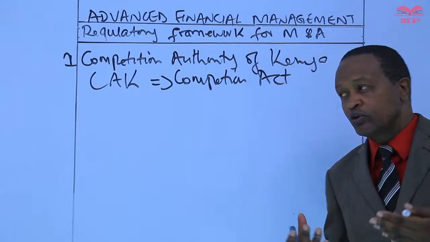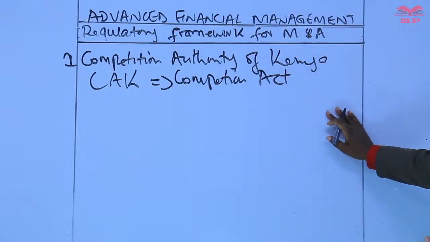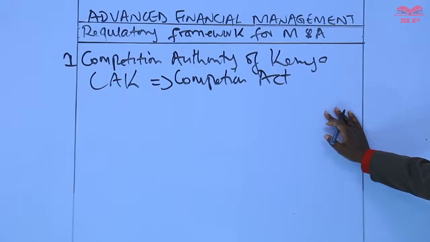And the role of the Competition Authority of Kenya is to prevent anti-competitive practices that may arise from mergers and acquisitions. Do you understand? That is the primary role of the CAK, is to prevent anti-competitive practices that may arise during these transactions, the mergers and acquisitions.